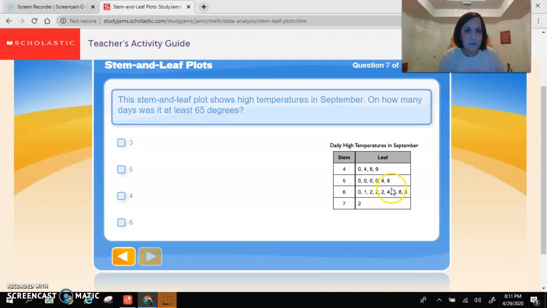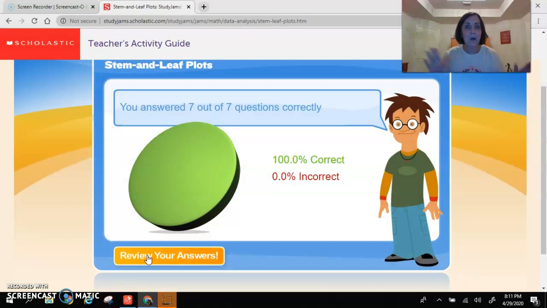Okay, so that would be 1, 2, 3, 4: 65, 68, 68, 72. That's 4. We cannot include 60 or 61 because that is less than 65. So we have a total of 4 temperatures that are at least 65 degrees. And there's our score. We made 100%.